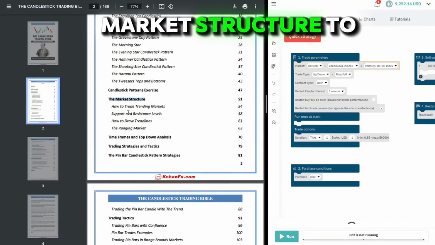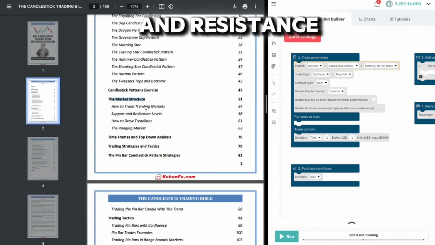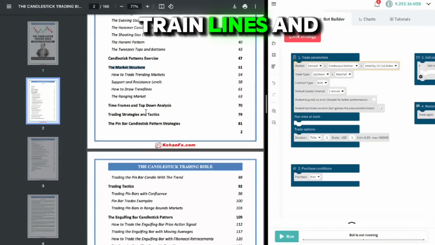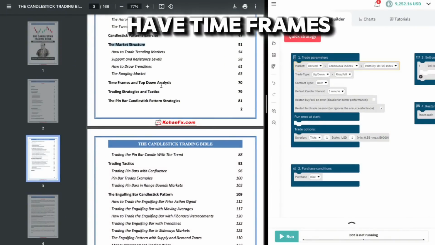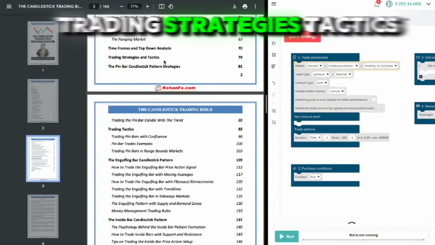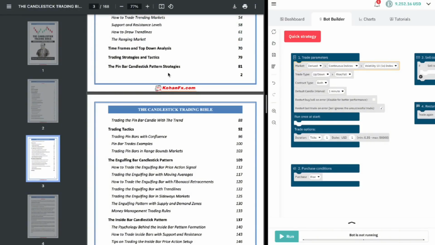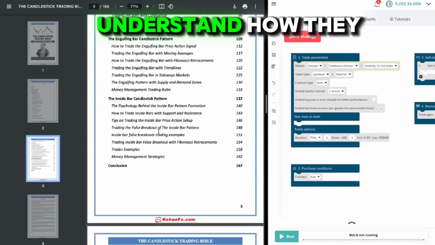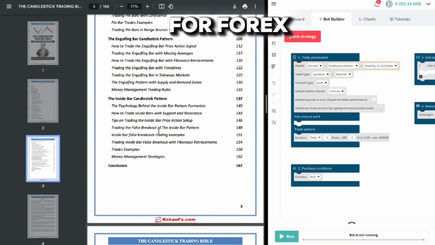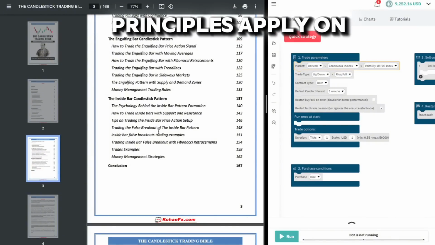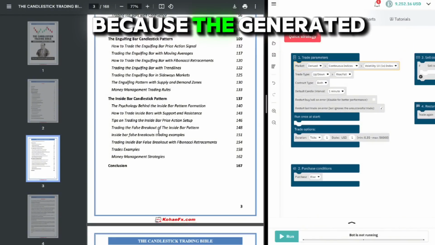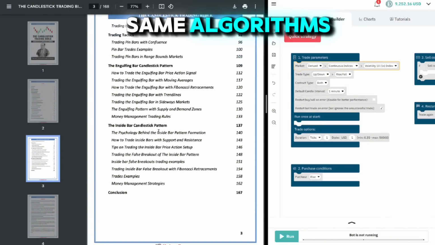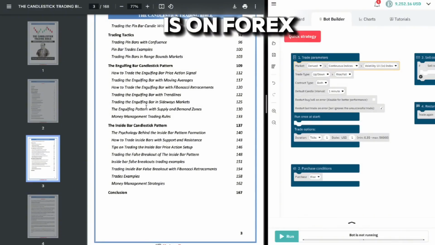Market structure. So we show you how to draw support and resistance, trend lines, and ranging markets. And then we have time frames and top-down analysis, trading strategies, tactics. And then you'll come all the way, you'll understand how they trade. But this is mainly for Forex, but the same principles apply on the synthetics because they're generated using the same algorithms. The only difference is on Forex is people who cause the market to go up.